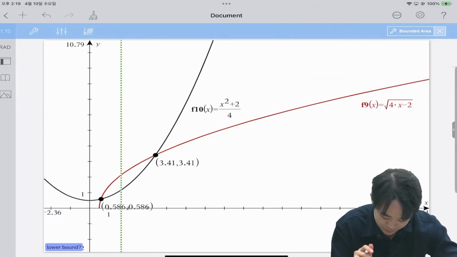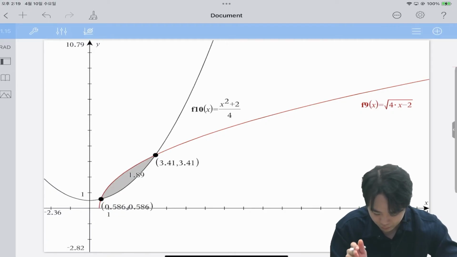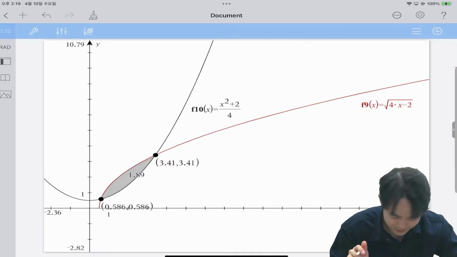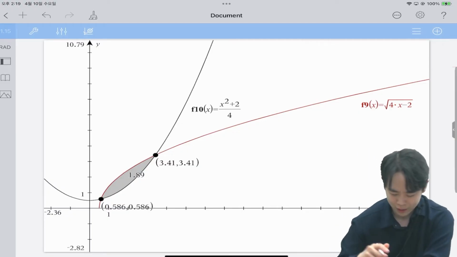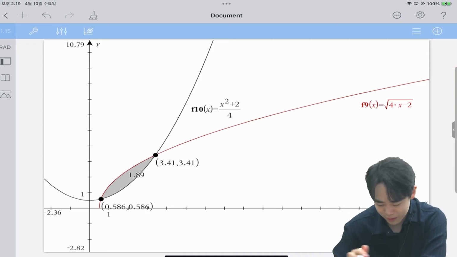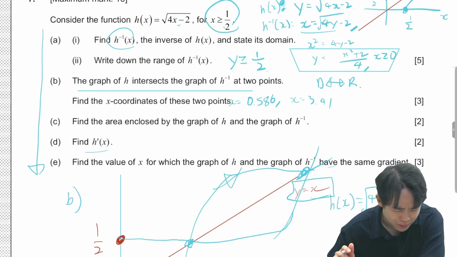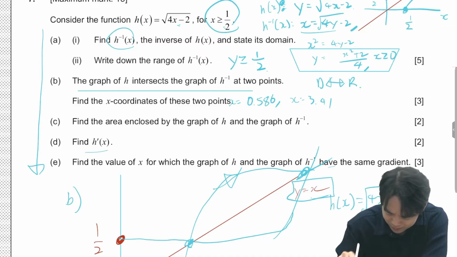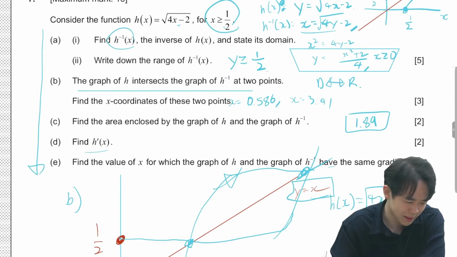And we basically want to find the bound between 0.586 and 3.41. If you find that, the area is going to be 1.89. So this automatically selects the two graphs for you. You just need to select from where to where we're finding this. So the area bound is just going to be 1.89. You don't need to show any work because it's all implied.